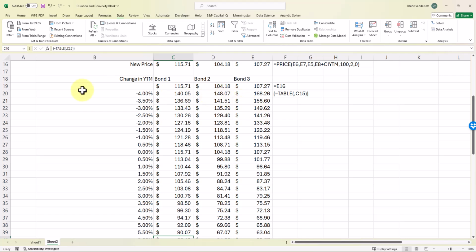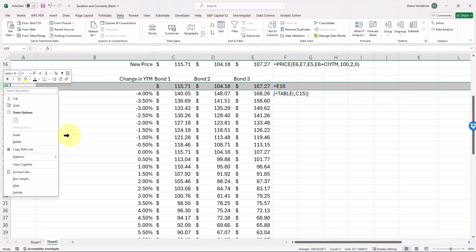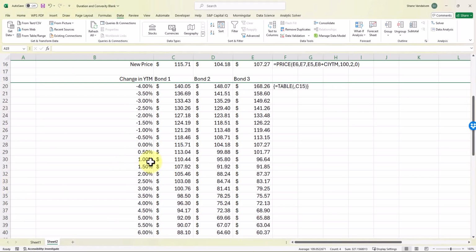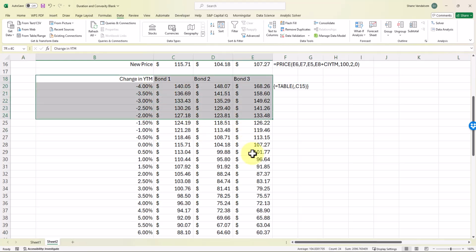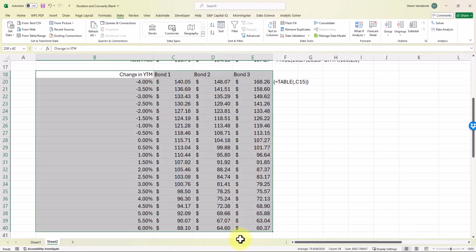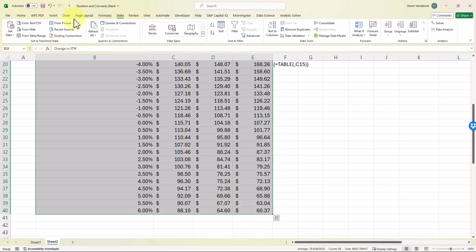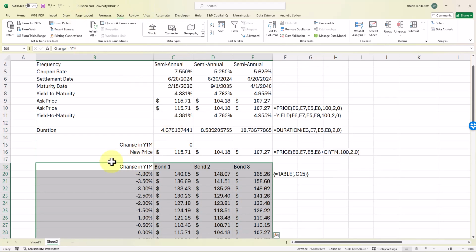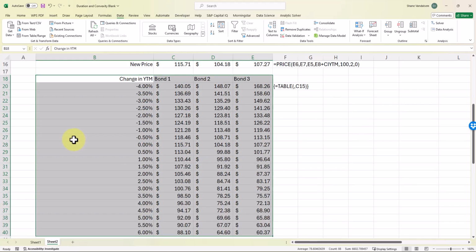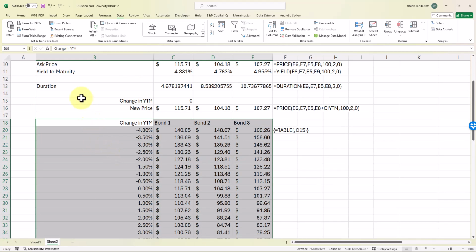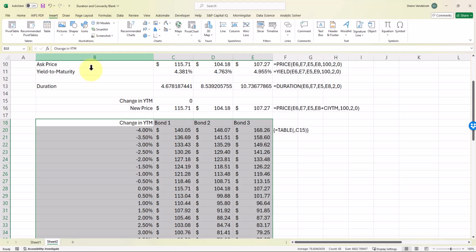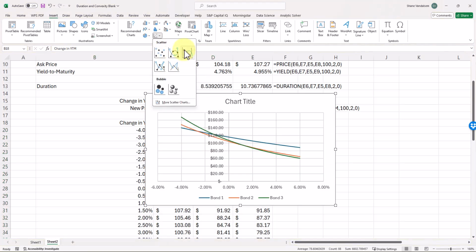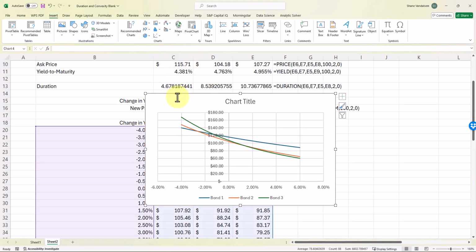Okay. So I'm going to hide row 19 here. And I'm going to graph my bonds and the change in the yield to maturity just to show you what that looks like. So I highlighted everything here from rows 18 down to 40 and columns B through E, and I'm going to go to Insert and go to Charts, and I want a scatter or a bubble chart here. I'm going to use that one there.